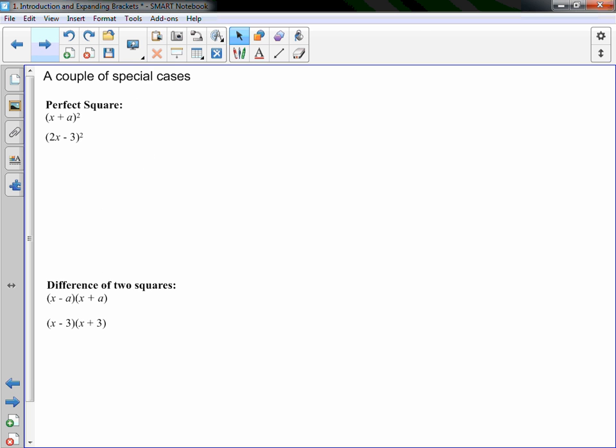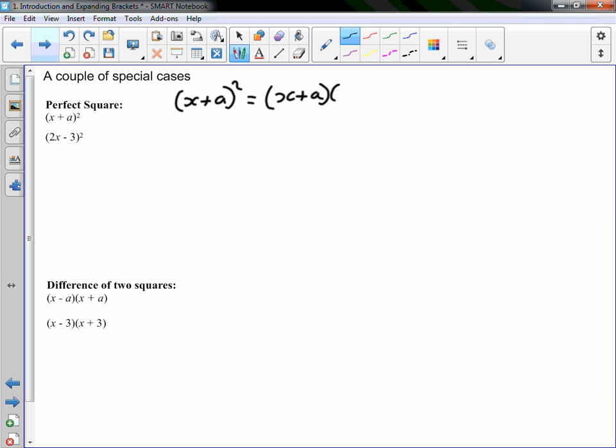So, I'm assuming you've now completed exercise A, checked your answers, gone through, corrected any mistakes, tried to understand why you've made any mistakes. So, when expanding brackets, there are a couple of special cases, one of which is the perfect square. This goes back to the idea of being able to draw a rectangle. So, for example, for the first generalized example here of x plus a squared, well, if I square something, I times it by itself, so that's the same as saying x plus a, x plus a.